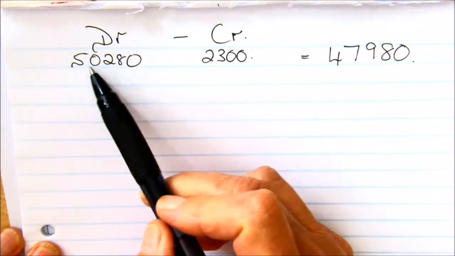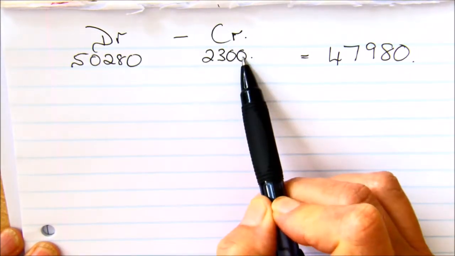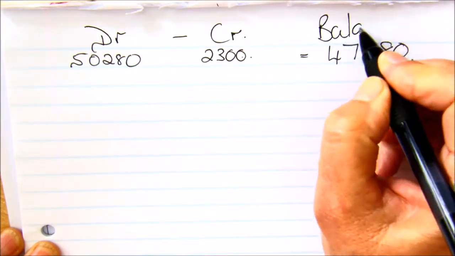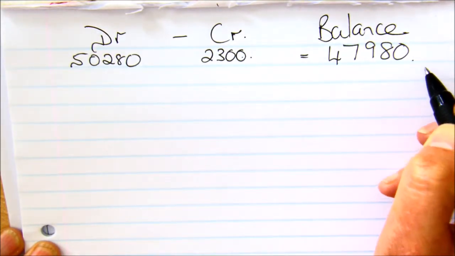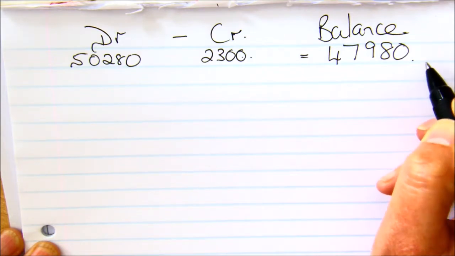And so the debit, I received 50,280. I spent out 2,300, and that means I've got a balance. This is my balance. This is how much I've got left over, 47,980. And if you look back to the spreadsheet, you'll see that's exactly the same total that you had there.